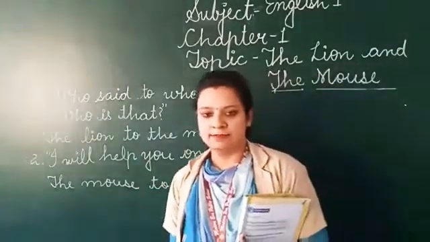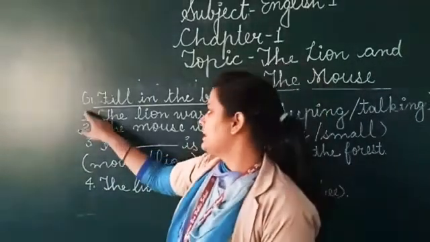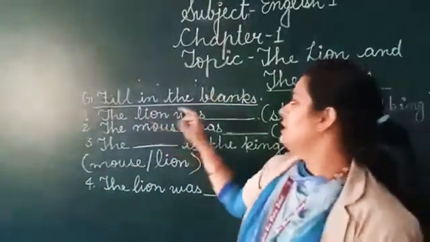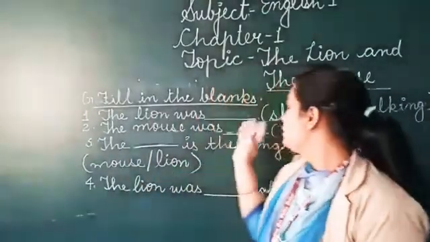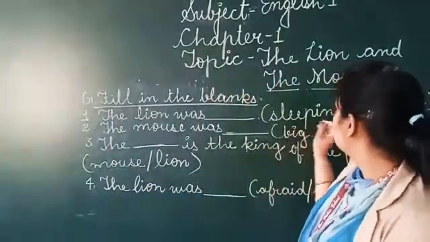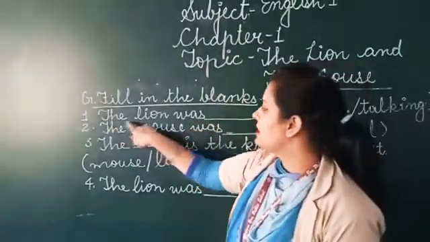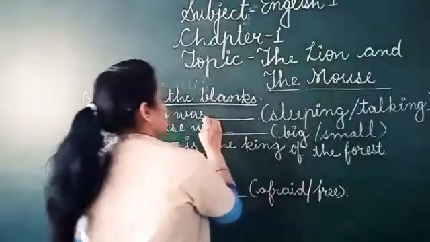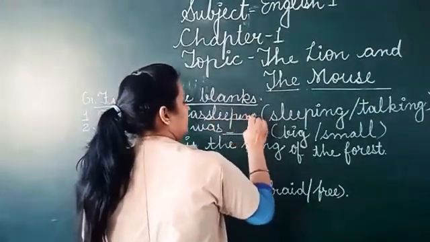Okay. This is your exercise G, and in this exercise you have to fill all the blanks. Okay. So fill in the blanks by choosing the correct option. There are two options given you, and you will put here the right one. Okay. So our first statement is the lion was sleeping or talking. So lion was sleeping. Okay. You will write here sleeping.